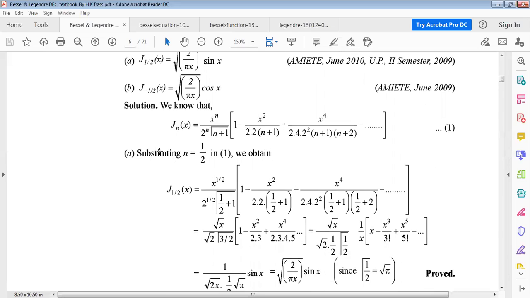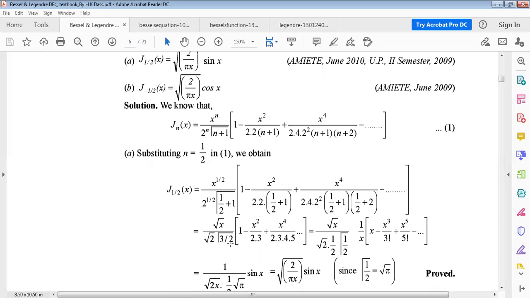Now substituting n equals half here, putting n equals half, we get x to the power half, 2 to the power half, and gamma of half plus 1. Half plus 1 means gamma 3 by 2. Now from this series we can write 1 minus x square by, this will be 3 by 2, the 2 will be cancelled, so 2 3 only. And here 2 by 3, and this is 5 by 3. So we get x to the power 4 divided by 2 3 4 5 up to infinity. This is root x divided by root 2.